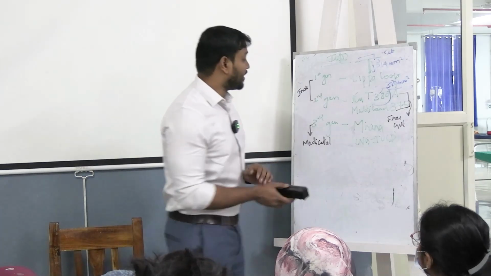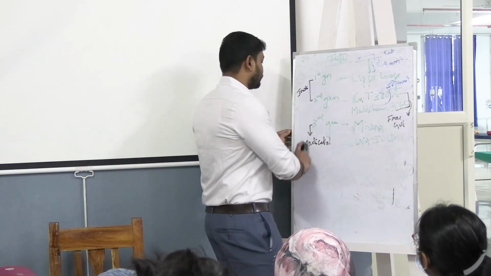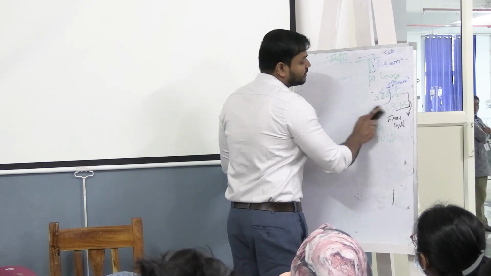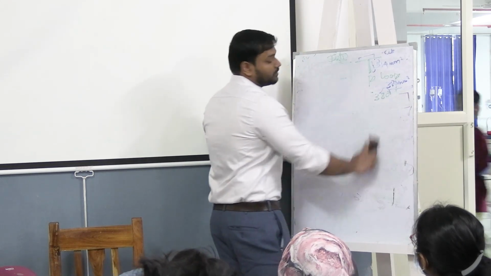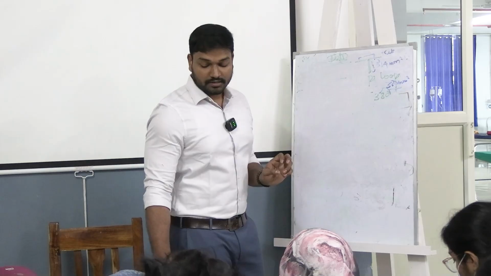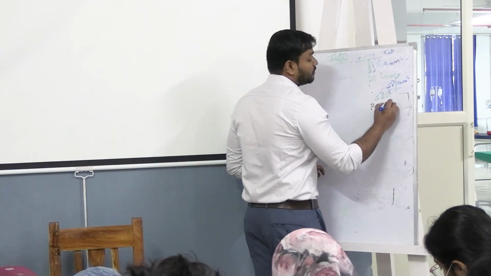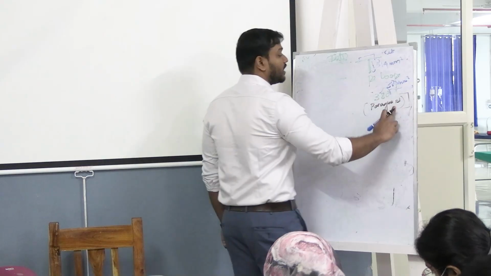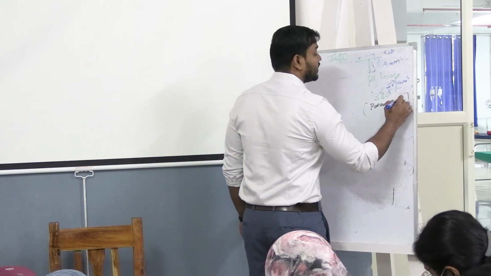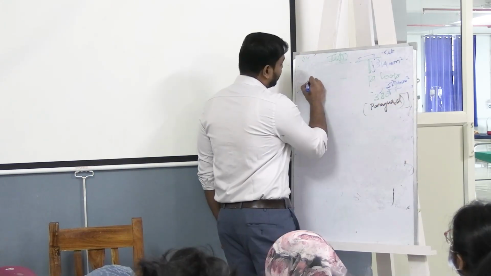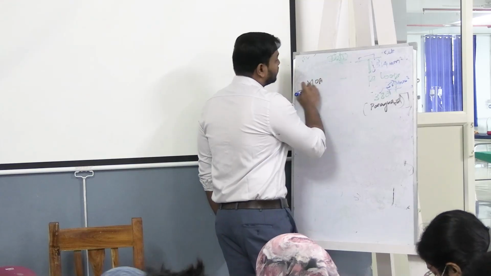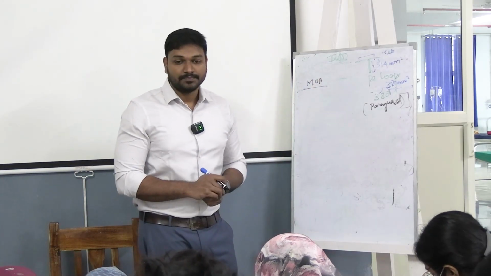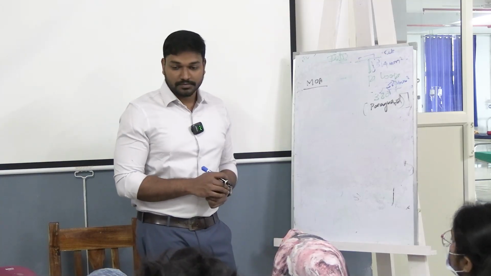Coming to the mechanism of action. How does copper T act? Copper T 380A has another name. It is also known as Paragard, P-A-R-A-G-U-A-R-D. Mechanism of action. How is this copper T acting as a contraceptive device? Why do we use copper in this?